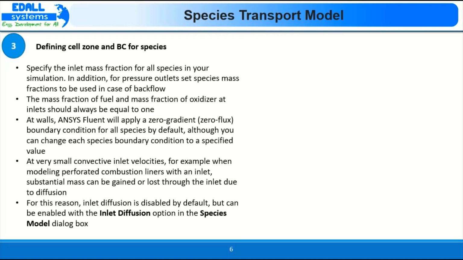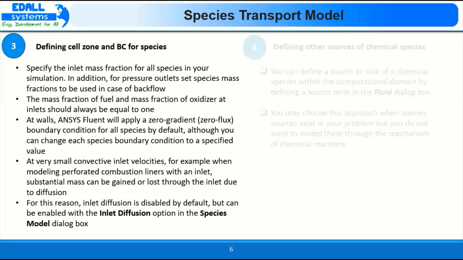So the third step is to define cell zone conditions and boundary conditions for the species. We have to give boundary conditions for these species. So we have to give mass fraction of fuel as well as mass fraction of oxidizer at all the inlets. For inlets, at what mass fraction of fuel and oxidizer it will be entering the domain, one condition is that the addition of mass fractions of fuel and oxidizer should always be equal to 1. At walls, the default is zero gradient boundary condition. One can go and change it also according to the problem. And for very small inlet velocities, inlet diffusion can also be defined.